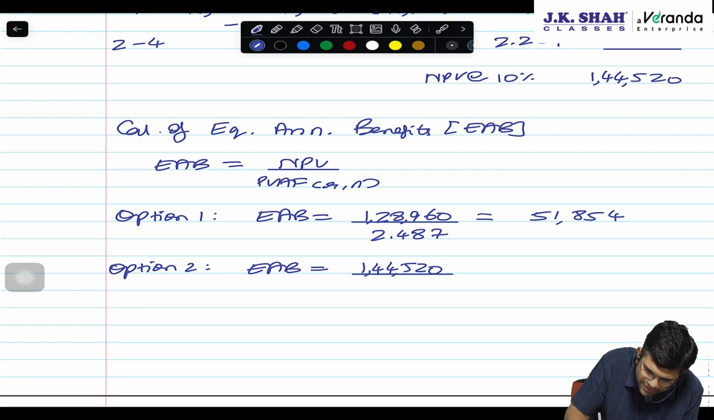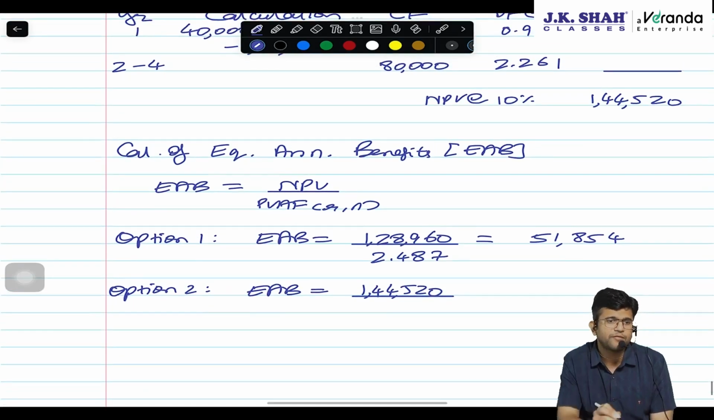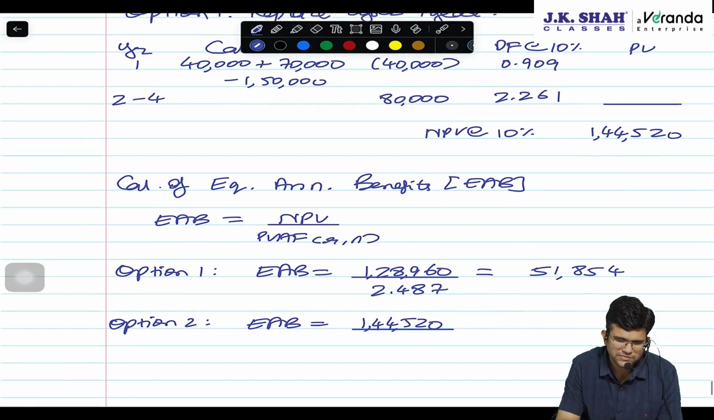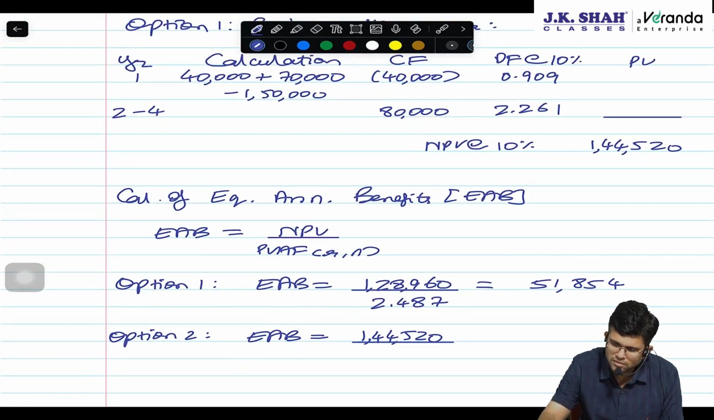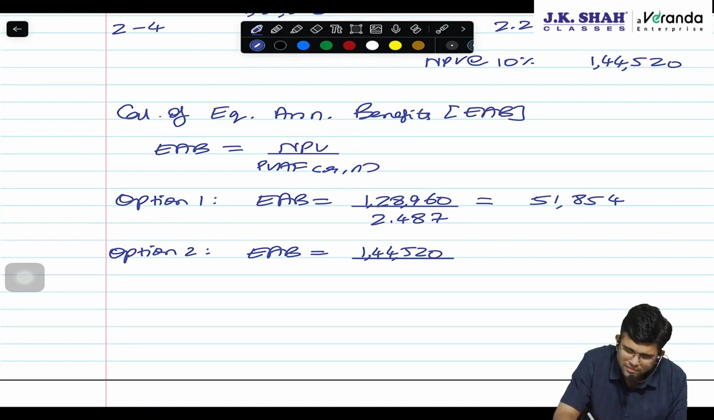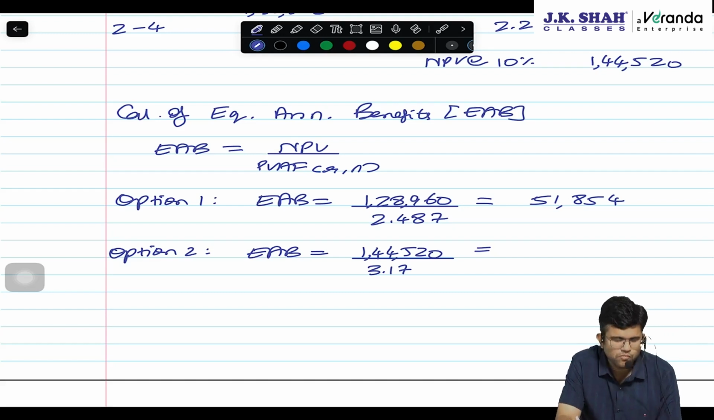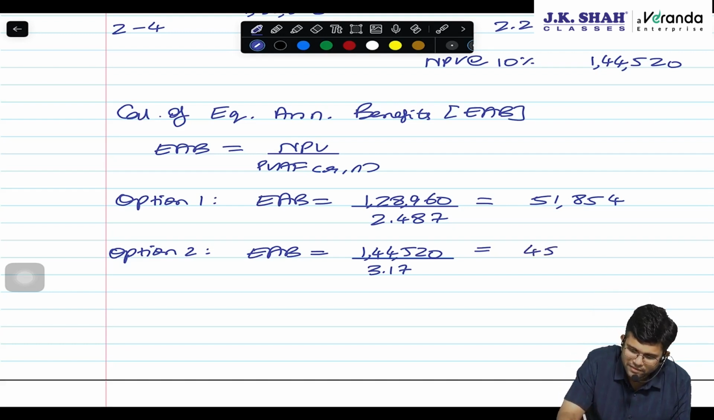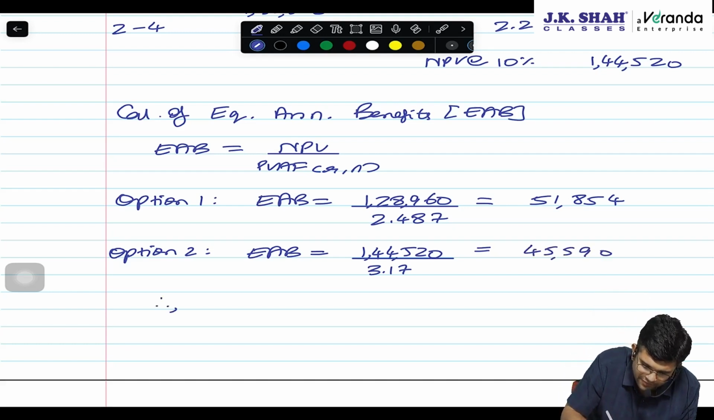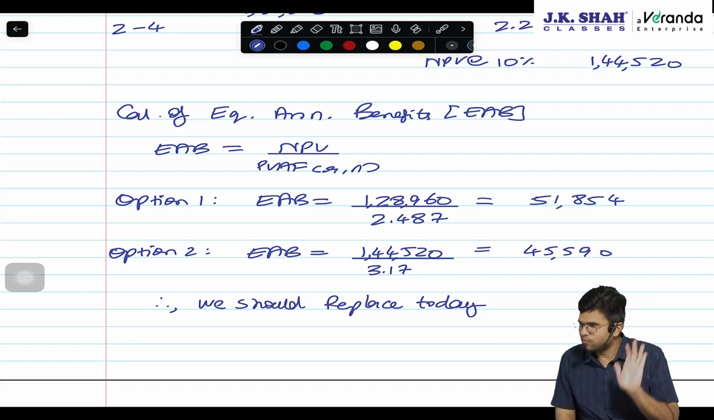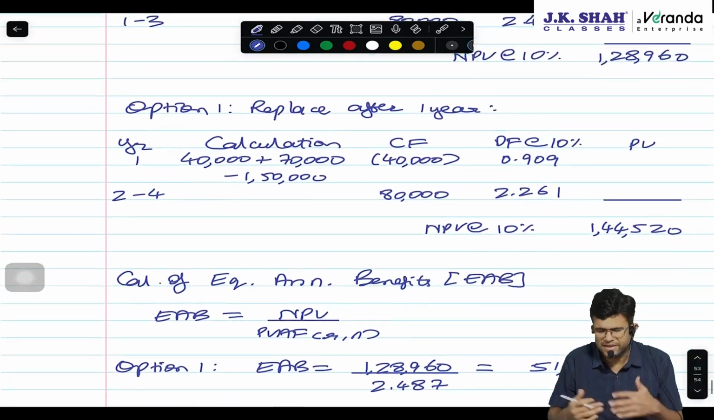And EAB here will be 144,520 divided by now PVAF of 4 years, you have to do 4 years. We'll add that now. Okay. 3.17, and that comes to 45,590. Therefore, we should replace today. Hey, everyone clear? We should replace today. This is one solution, which is making a lot of sense to all of us.